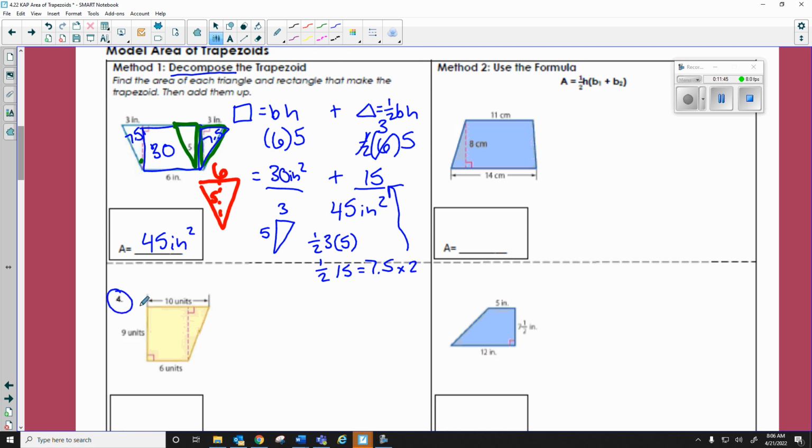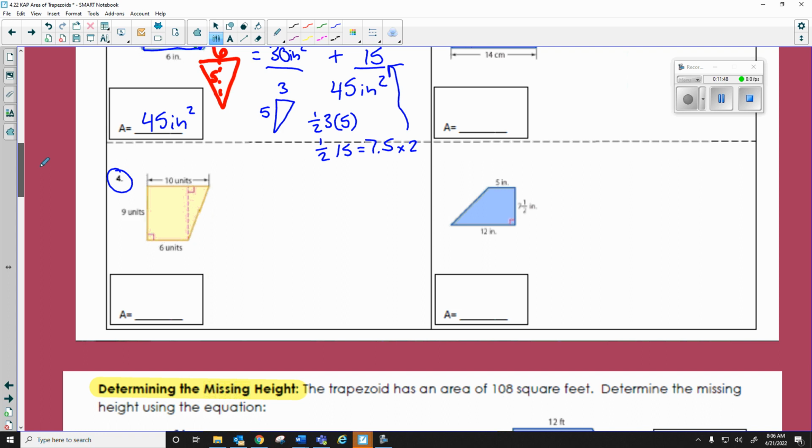Okay, I want you to go ahead, take a look at number 4. See if you can break it down, decompose it into shapes. There is something different about this one, so be careful, but then pause and then play when you're ready to check. Okay, so on this one, again, I notice I can break this down into a rectangle and a triangle.